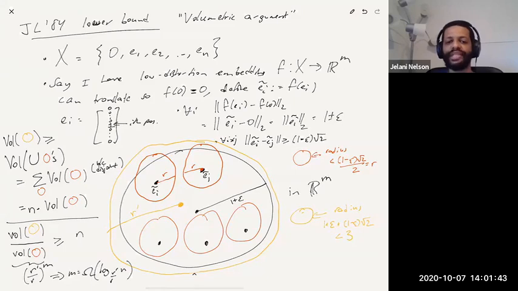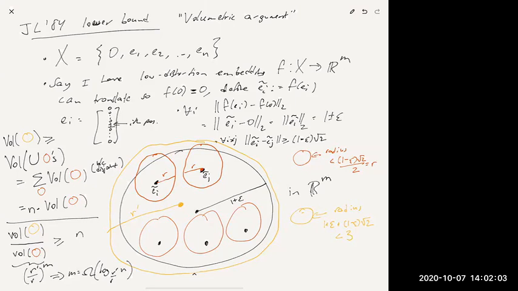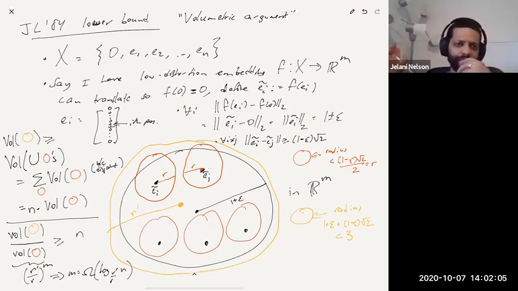So if you have 2 points that are at distance at least d, then the balls of radius d over 2 around them have to be disjoint. If not, there'd be something in the intersection, and by triangle inequality, they'd be closer than d, which is not the case. Does that answer your question? Yeah. Okay. So that's the JL lower bound.